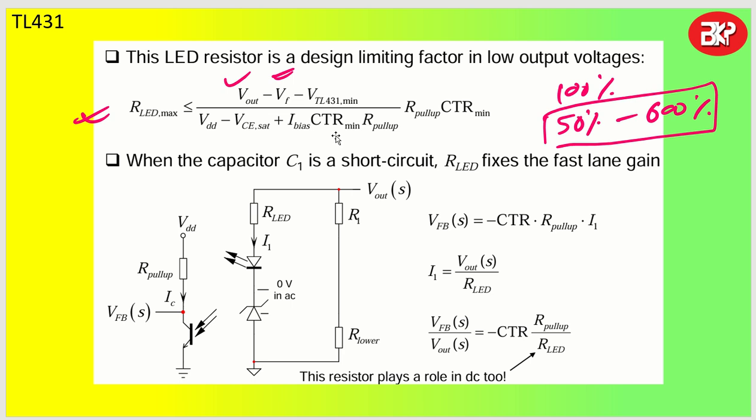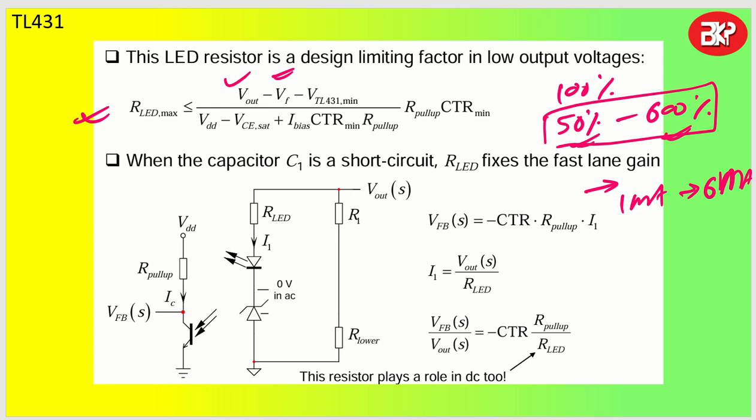50% CTR, current transfer ratio, means whatever the input current is, half of that will be transferred to the output. If it is 600%, then for an input current of let us say 1 milliampere, the output current will be 6 times, that is 6 milliamperes. So that is the understanding. This is converted into a percentage, that is CTR, and with R pull-up and all these things you can put it in, and this is how we will be finding the R LED maximum.